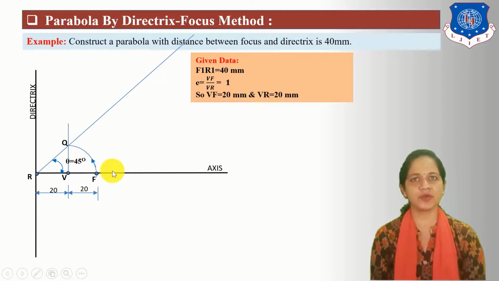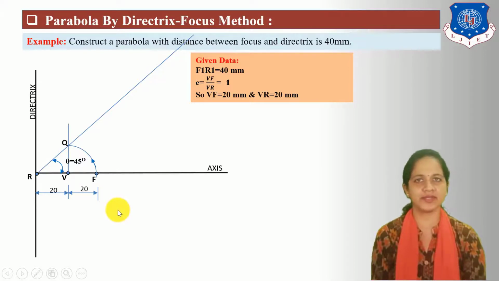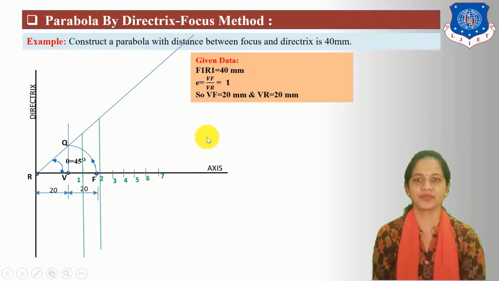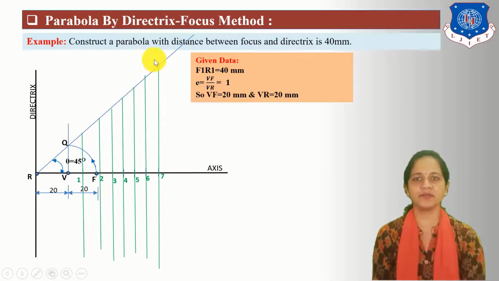Now, in directrix focus method, we can take equal or unequal division. Here I have taken 7 divisions and mark here division points as 1, 2, 3, 4, 5, 6, 7. Next, draw a vertical line passing through all division points up to this theta degree angle line. Mark here points as A, B, C, D, E, F, G.